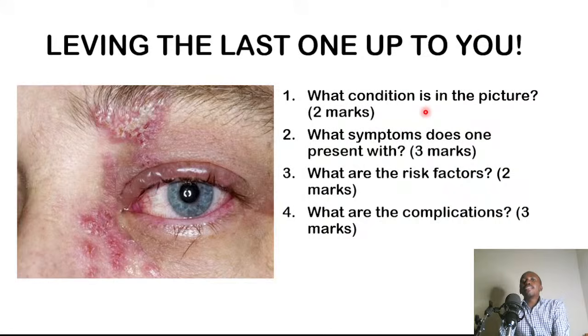So I want you to leave this last one up to you. It's just a bonus question that I want you to answer and comment in the comments below if I manage to post the recording of this live stream. And so this is what condition is in the picture, what symptom does this patient present with, what are the risk factors, what are the complications. So just leave your comments after I post the stream, and I really hope that you really enjoy this stream.